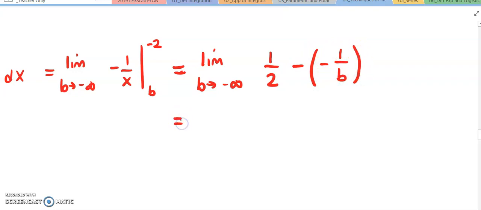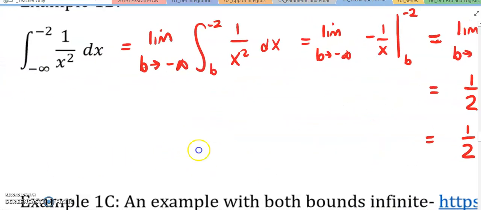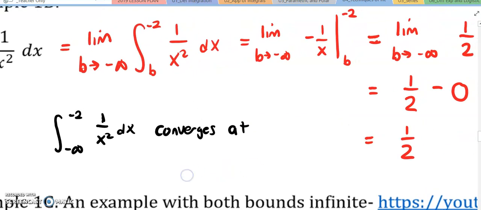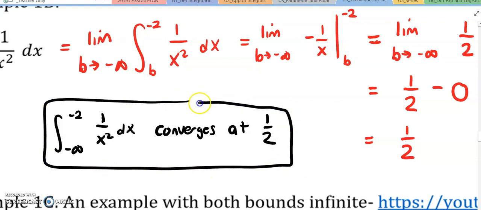Well, when I plug in negative infinity, the 1/2 stays 1/2. When I plug infinity into here, I'm going to get 1 over a very large number, which means it's going to result in a 0. 1 over large results in 0, which means in this case I get an answer of 1/2. So our final answer for the integral from negative infinity to negative 2 of 1 over x squared dx is that it converges, and it converges at 1/2. That's going to be my final solution.